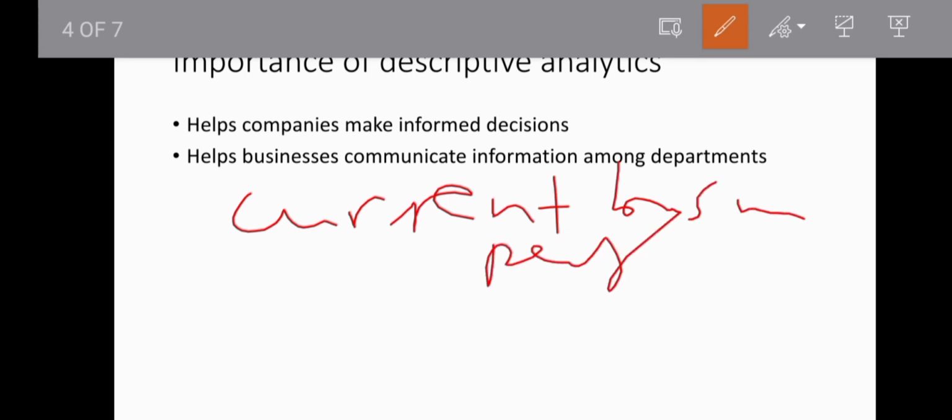Companies can monitor important metrics for individuals, groups, and the business overall. Think of this: descriptive analytics can track sales per account representative, sales of each product line, or the company's overall sales revenue for a certain period. That is the current business performance.